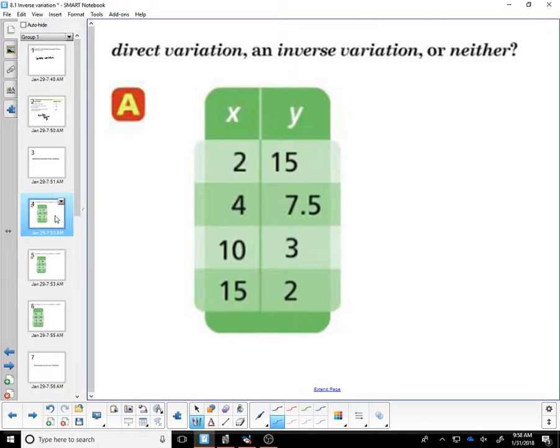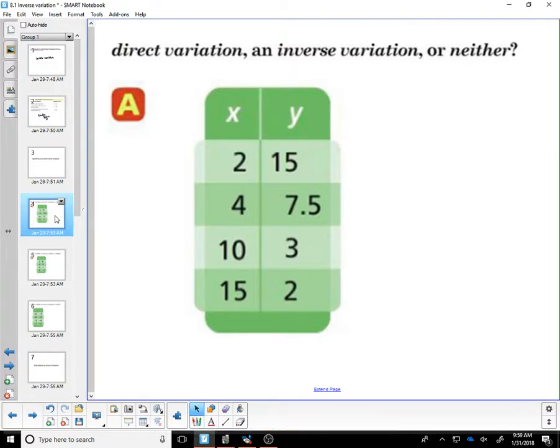Just because one does the same thing as the other doesn't mean that there is a relationship, or if one goes up, the other one goes down, doesn't guarantee that there's a relationship there either. Okay? There's one more thing we got to look for. And what are we always looking for in variation problems? Constant K. So as I look at this, I see that x is increasing, y is decreasing. So what type of variation is possible here? It's possible inverse, right? Because this one's getting bigger, y is getting smaller.